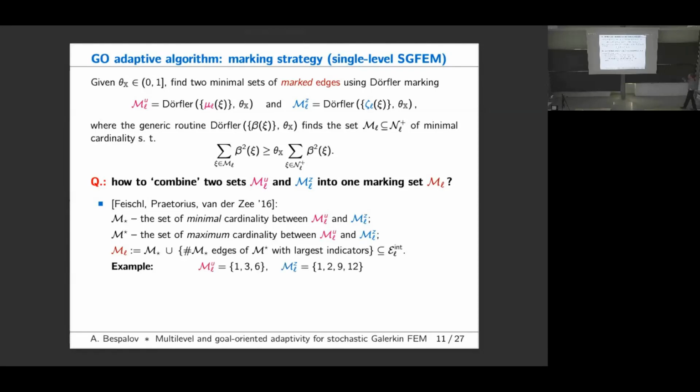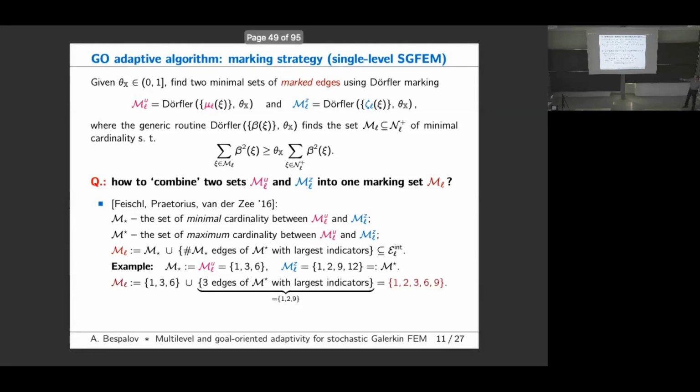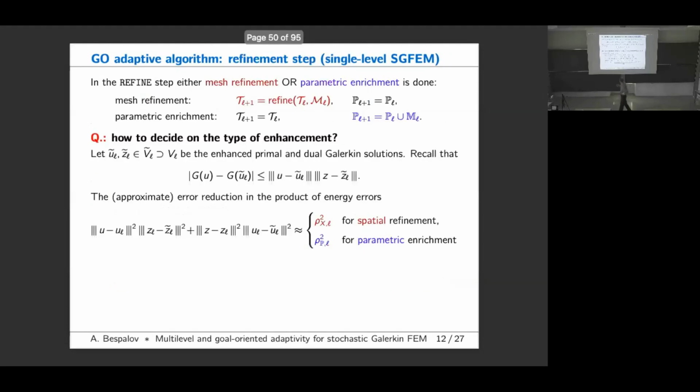The best way to explain it is using this example. So suppose you marked vertices number 1, 3, 6 for the primal problem and 1, 2, 9, 12 for the dual. So this one has the minimum cardinality, which is 3. This one has the maximum cardinality, which is 4. This is M star. So your final marked set is the one with minimum cardinality, this one, union with 3 elements from here with largest indicators. And suppose the largest ones are the first ones. So basically you need to add 1, 2, and 9. 1 is already here. So your final set is 1, 2, 3, 6, and 9. So this is the strategy. So there are 3 of them.